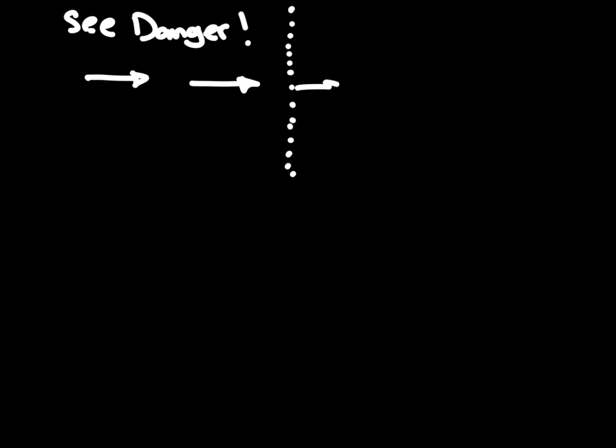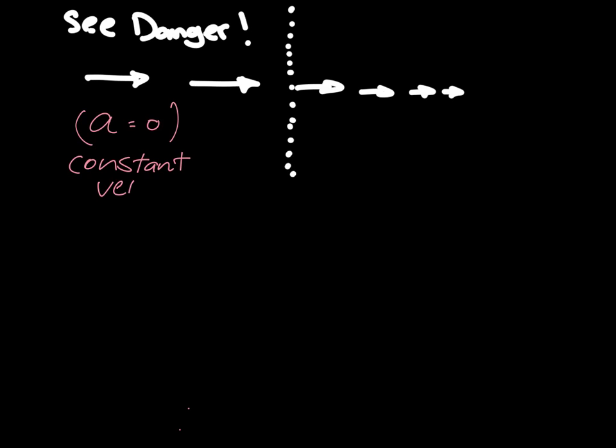Then, this is when your car is actually slowing down. See, the arrows are getting shorter, right? And then I'll draw acceleration arrows, right? So I'll show over here, I'll show acceleration equals 0. This is called constant velocity, right?